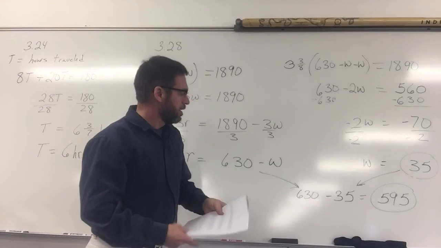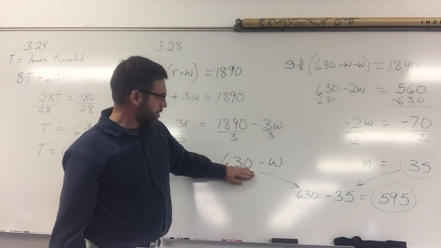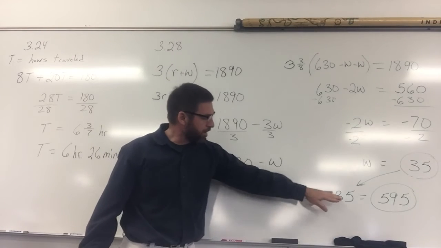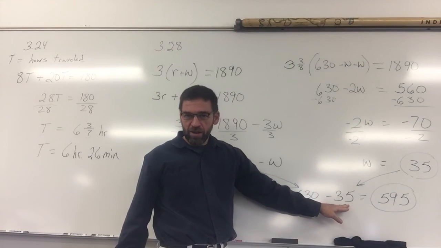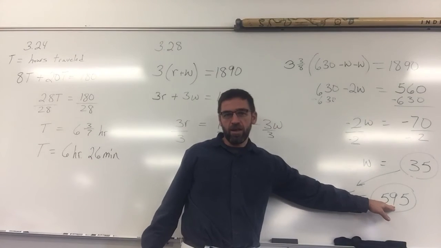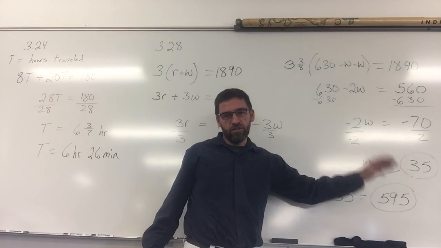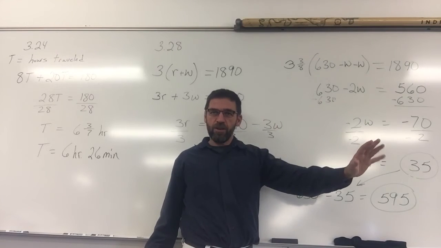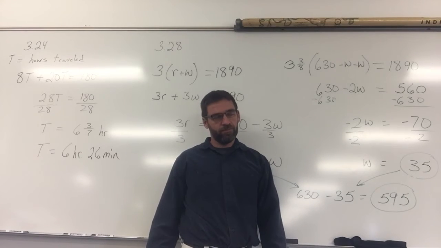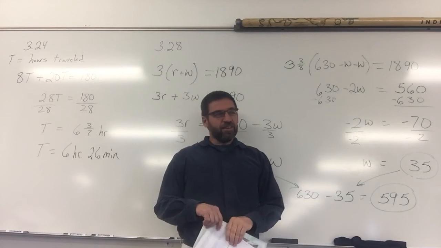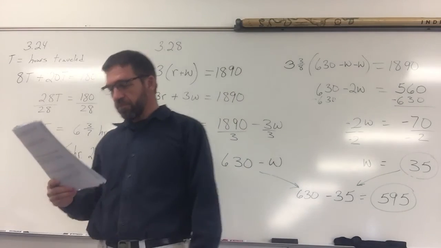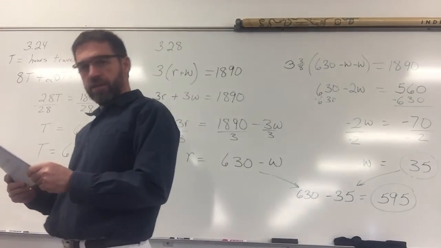So, backing up, his rate was 630, back to my first problem. So I put 630 here. I subtracted the 35 mile an hour wind speed, and that left me with the plane at 595. So the plane was going 595 miles per hour, and the wind was 35 miles per hour. Good luck. That's a tough one. All right, the next problem, let me just move over.